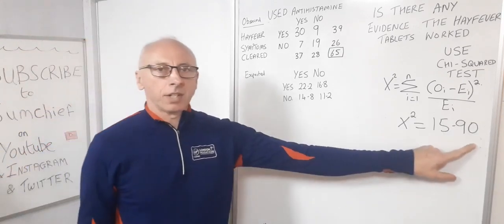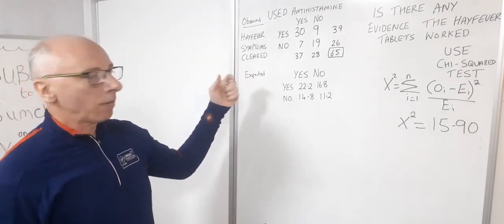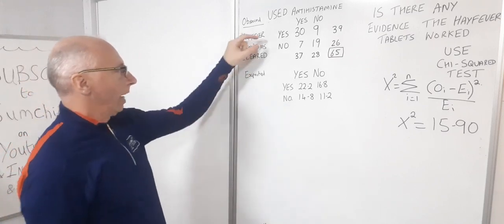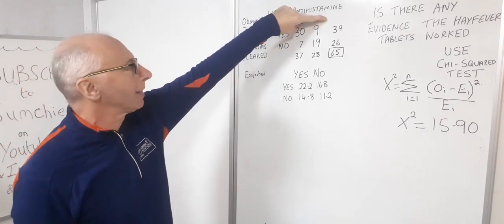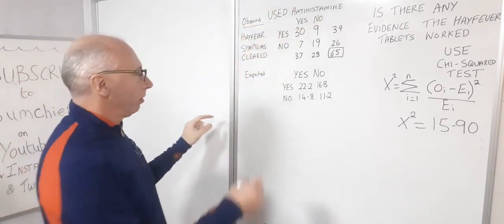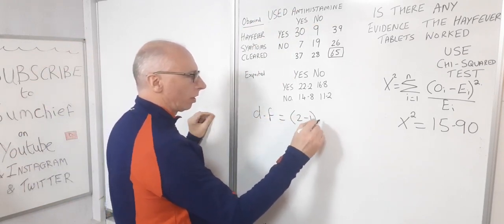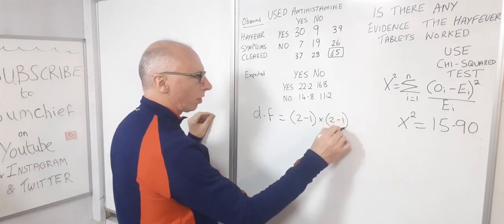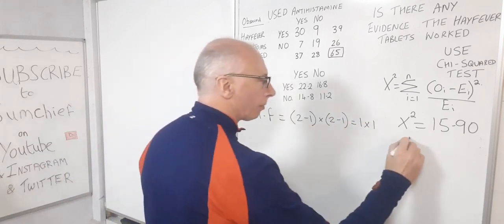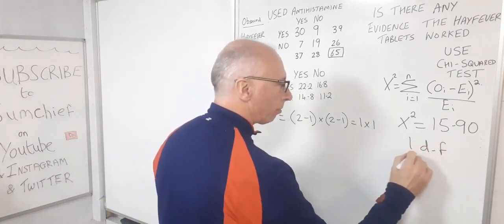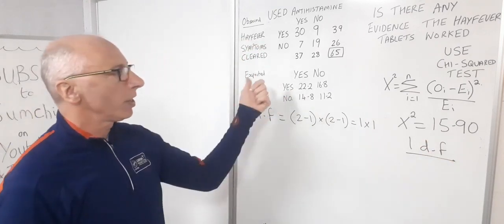Okay, so we've got our test statistic there. Now we need to work out what that means. First of all, we need to work out our degrees of freedom. As we've got 2 subject matters in here and 2 subject matters in here, our degrees of freedom equals 2 minus 1 times 2 minus 1, which equals 1 times 1. Therefore we've got 1 degree of freedom. That's important now when we use our critical value.